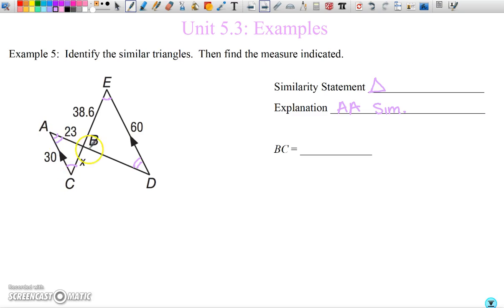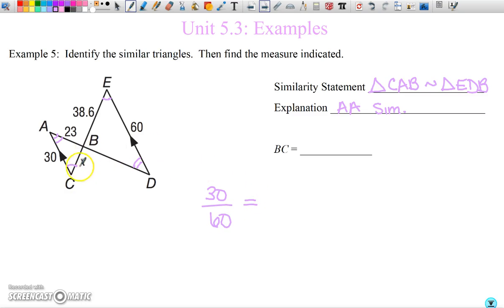So if I do triangle CAB, it is similar to what triangle? Well, C is congruent to E, so E has to come first. A is congruent to D, so D comes second, and then B. All right, so when we're matching up our sides, 30 is in between angle C and angle A. So that corresponds to 60 because it's in between the same two types of angles. So I'm going to take the 30 and match it up with the 60.